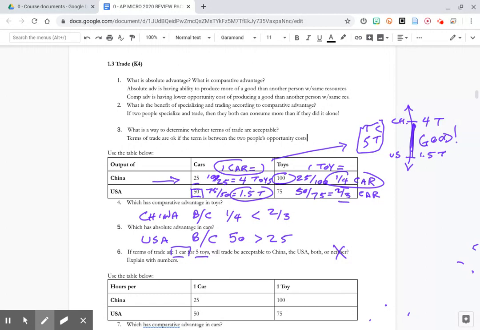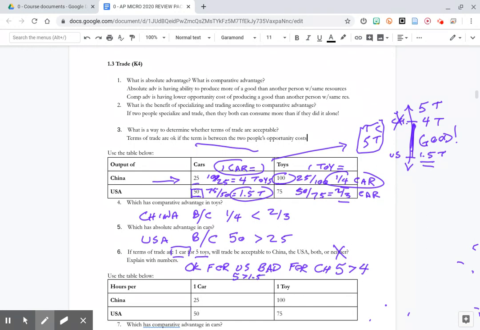So that's what I mean when I say the terms of trade are between the two opportunity costs. But because it's above China's, right, the 5 is up here, it breaks through China, so it's bad for China. So it's okay for the US, bad for China. Now, the reason why is 5 is bigger than 4. But it's okay for the US because 5 is bigger than 1.5.